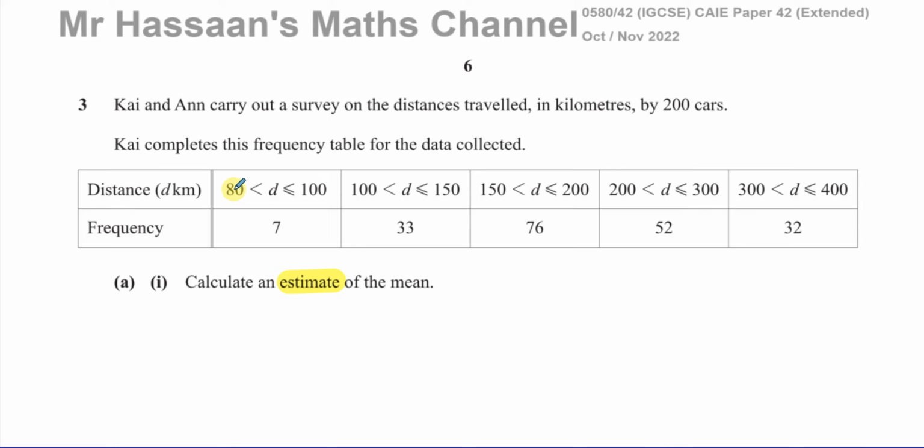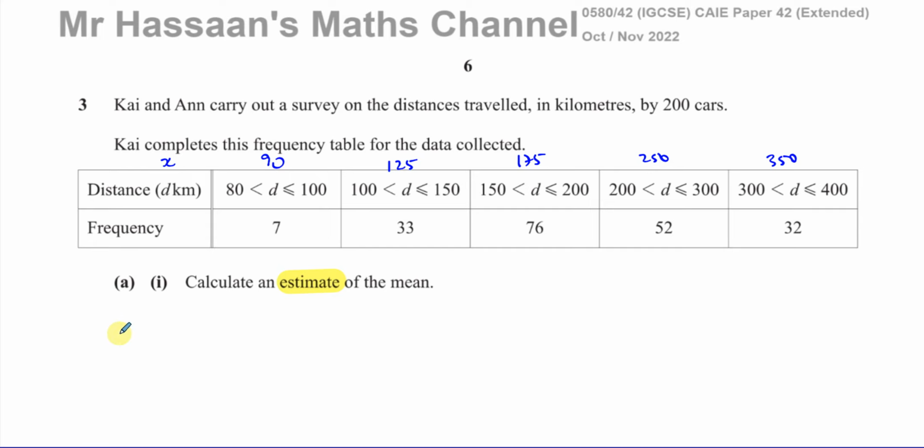So 80 plus 100 is 180, divided by 2 is 90. We can see that it's kind of obvious. 90 is the mid-interval value. That now becomes what we call the x value. 100 and 150: 250 divided by 2 is 125. 150 and 200: 350 divided by 2 is 175. 200 and 300: 500 divided by 2 is 250. 300 and 400, of course, 700 divided by 2 is 350. So those are the mid-interval values.